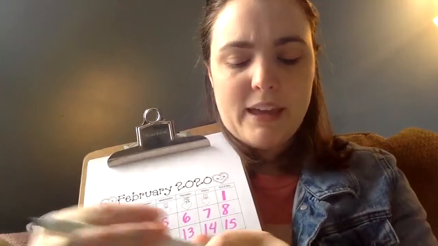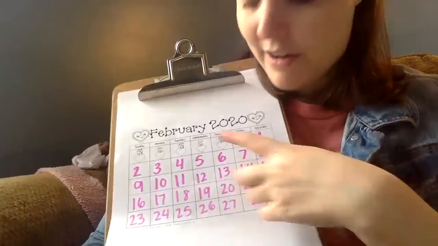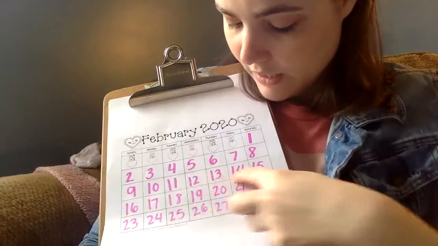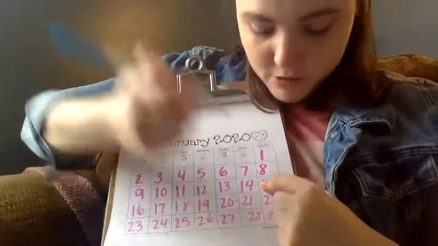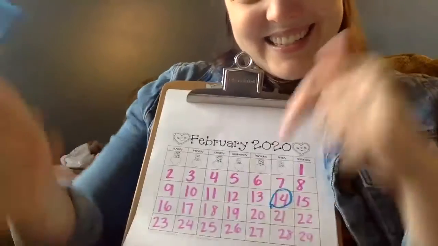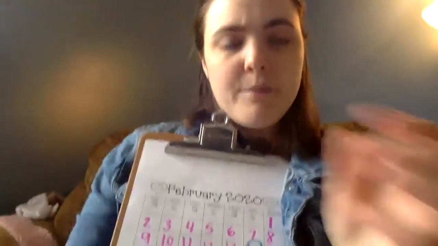So I'm going to look at my calendar. There we go. I'm going to look at my calendar. And I'm going to go, all right, I need to find the number 14. Aha, I found it. And I'm going to circle it with blue. So I remember that today is Valentine's Day, February 14th.